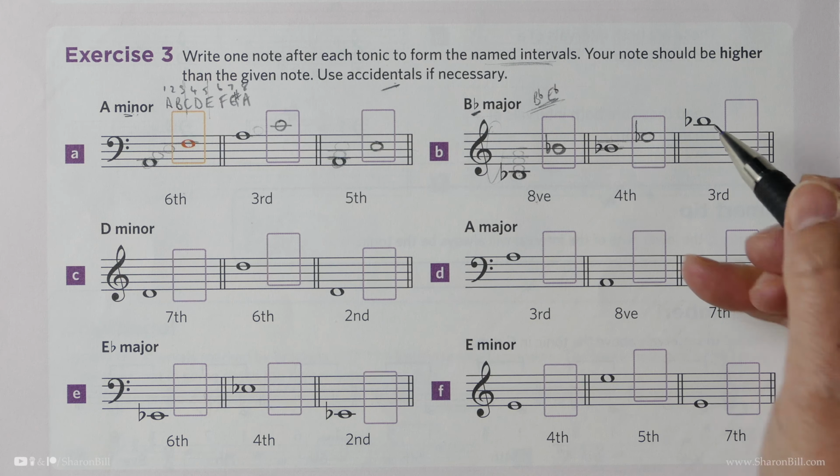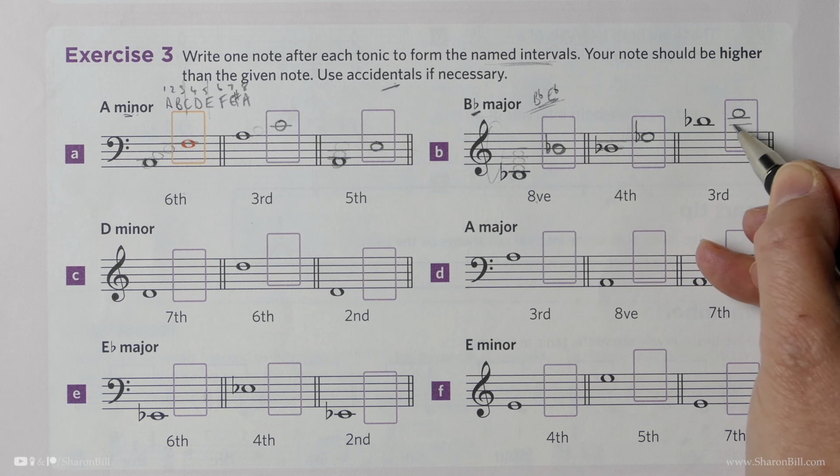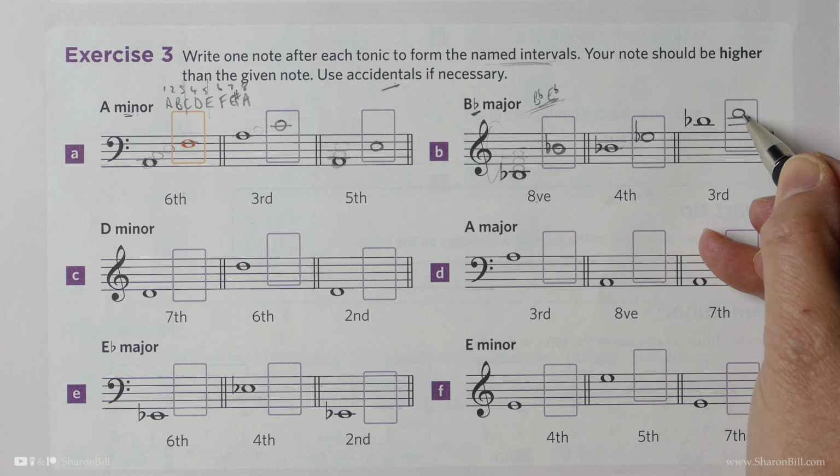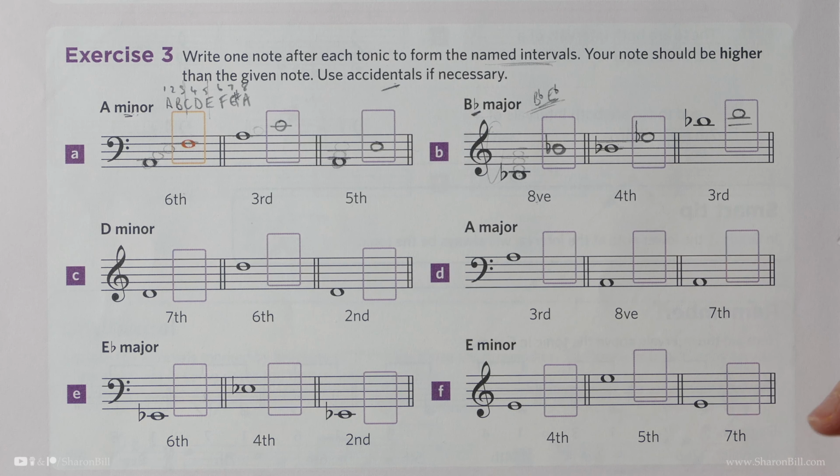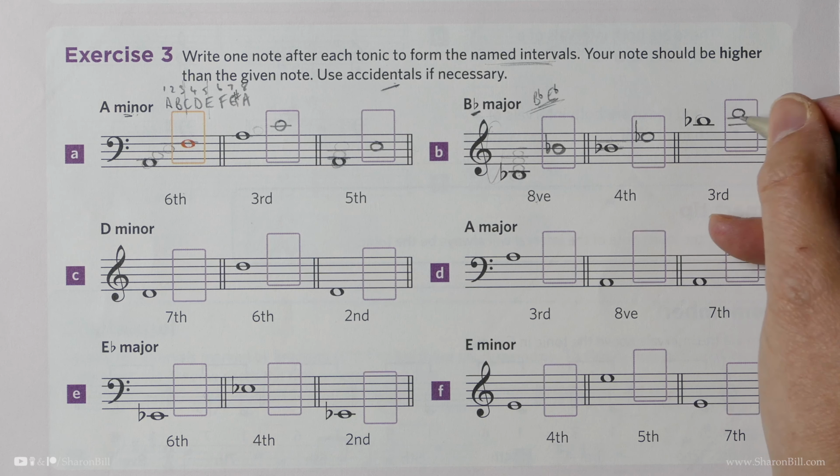Now we're quite high here, so we're going to need to use some ledger lines, counting space, line, space. So here is the space of the tonic. Then we need the line for the second, and so the third is going to be on that second ledger line, the space above that. So we have B flat, C, D.